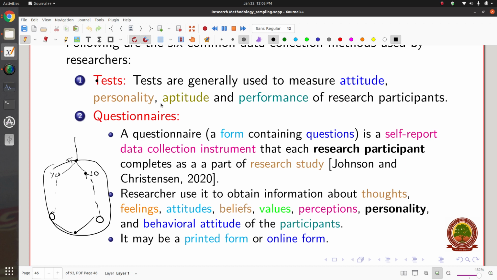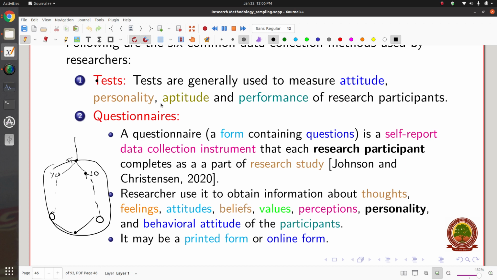It may be the case that you might require any one of these methods in your research in order to collect your data for research and analysis purposes. The test that we have studied, we have already talked about. These are the methods that are generally used by psychologists or social scientists to measure attitude, personality, interpersonal skills, and performance of the participants in, let's say, a workshop, conference, or faculty development program.